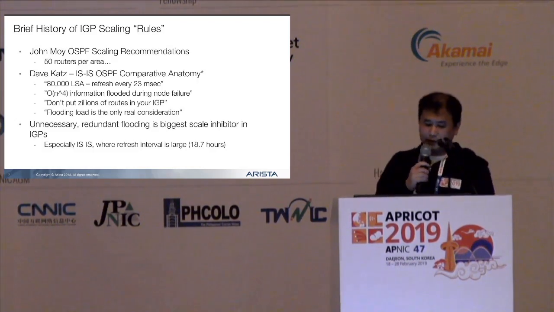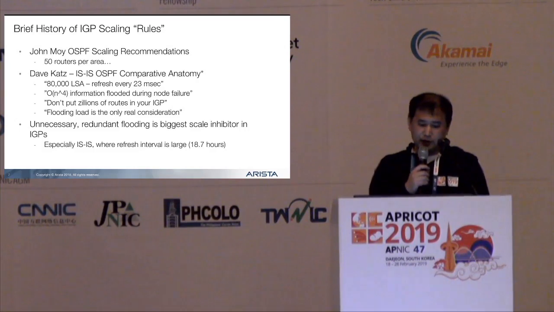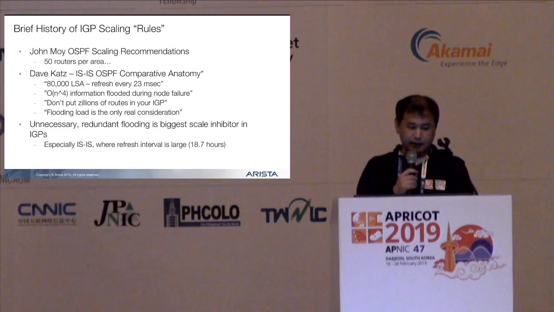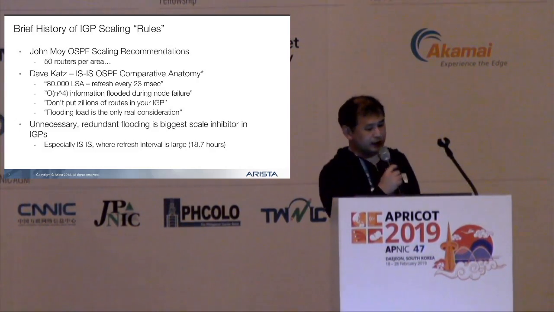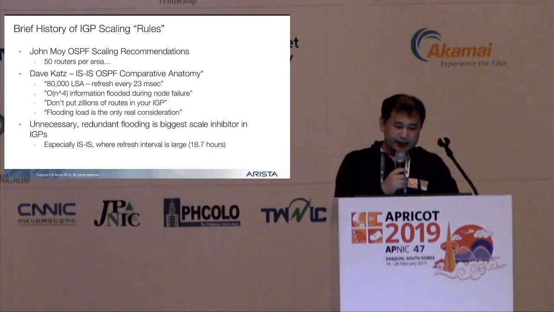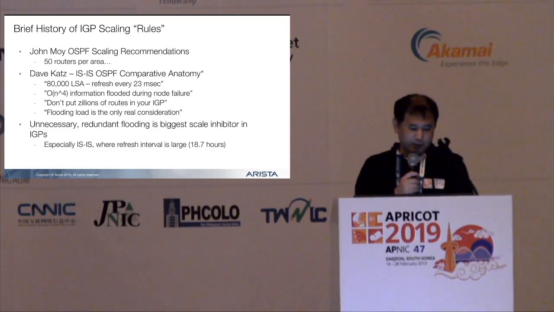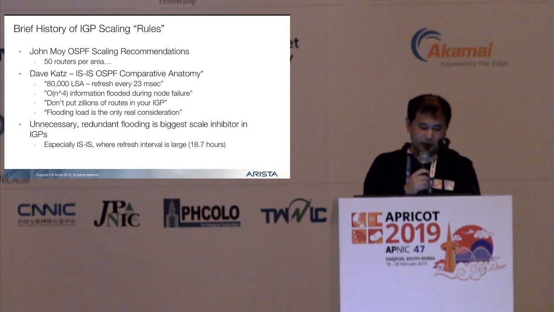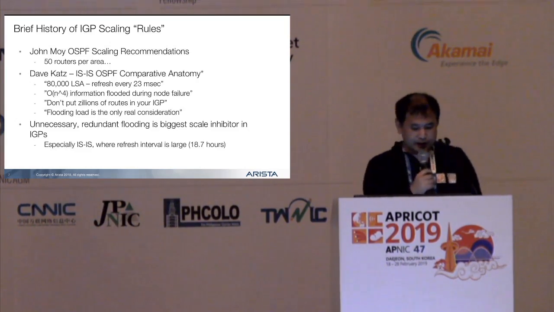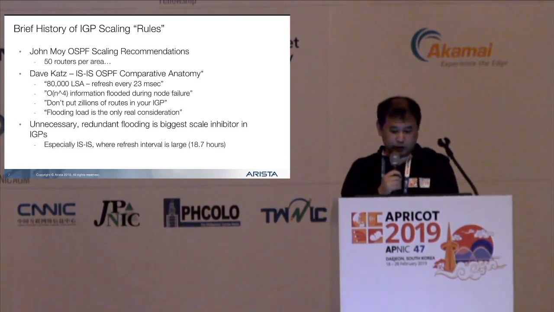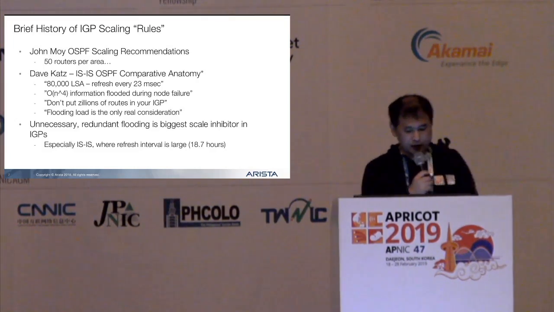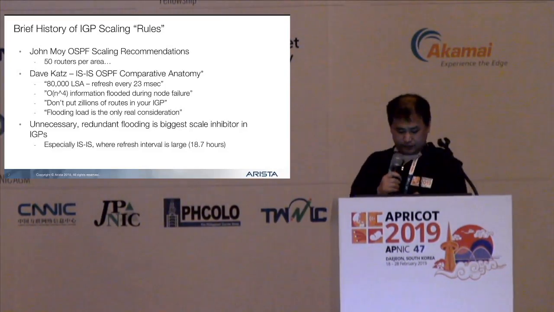Moy is the author of OSPF. He said the OSPF scaling recommendation is 50 routers per area. And Dave Katz, in some presentation at NANOG, compared ISIS versus OSPF, and he said several limitations of ISIS. Unnecessary redundant flooding is the biggest scale inhibitor in IGP, especially ISIS where the refresh interval is large.